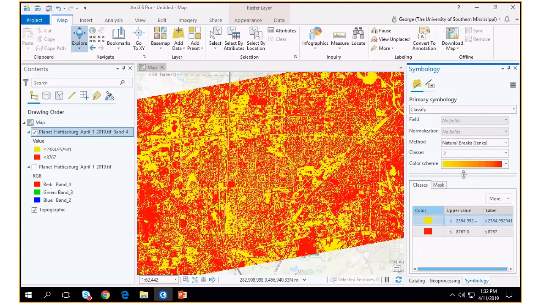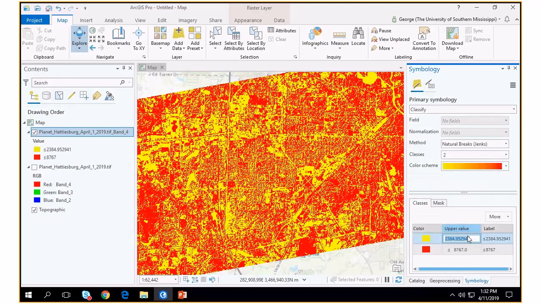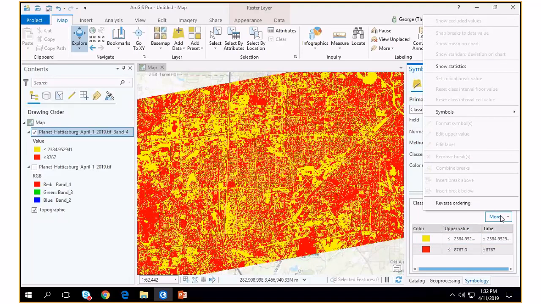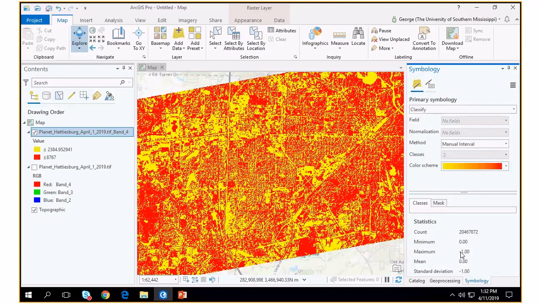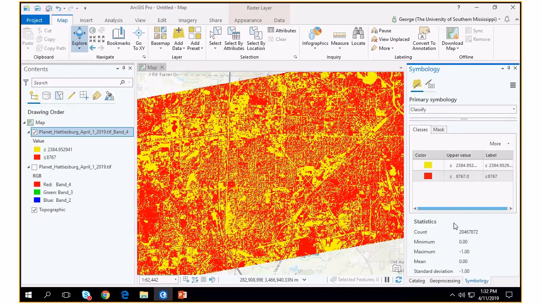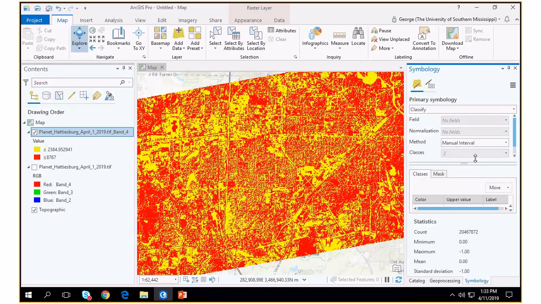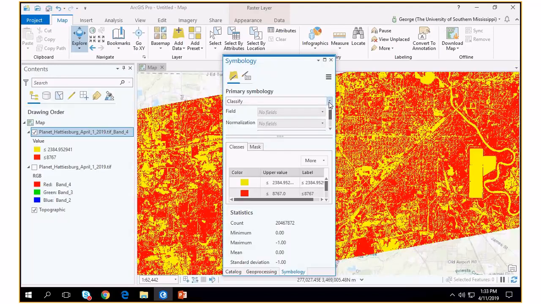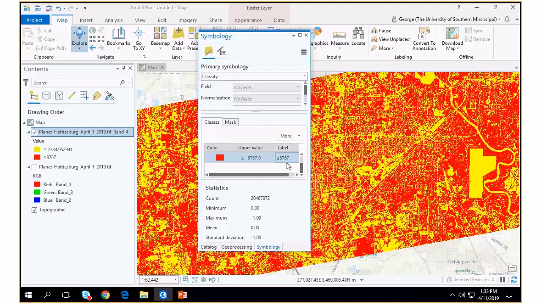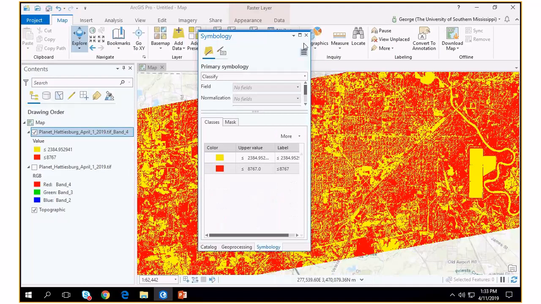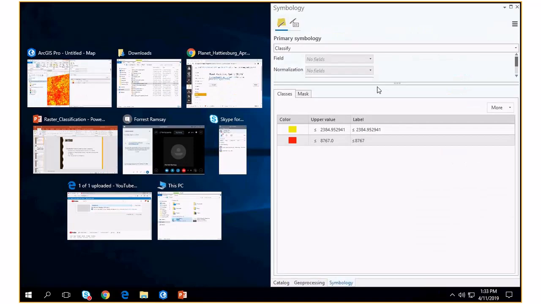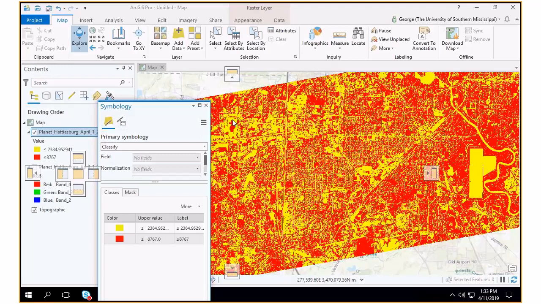There used to be a way to, I guess I just have to go in here. Anyway, I just fiddle with the symbology, manual interval. I want to not show the statistics anymore, so I'll get rid of those. Anyway. I guess I'm stuck with the statistics. Oh, hide statistics. Oh, show statistics. There we go. Okay.